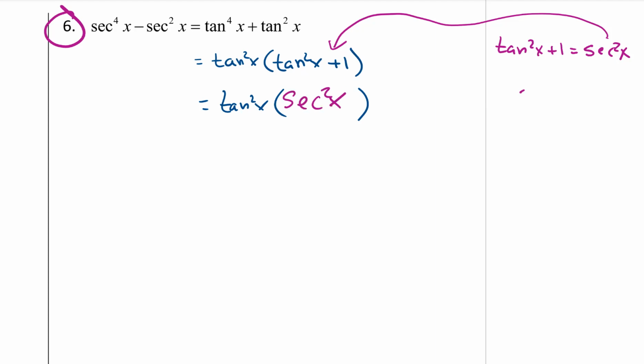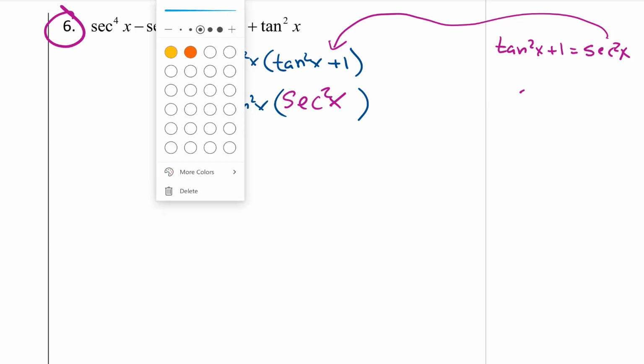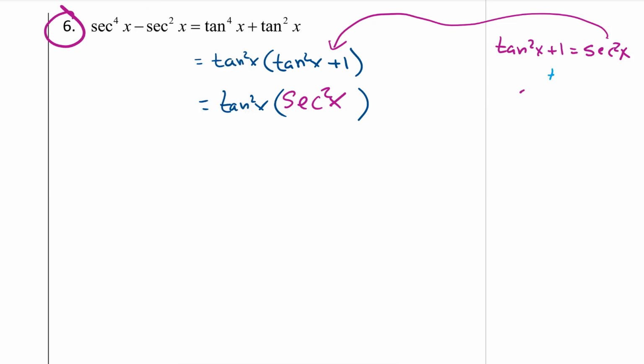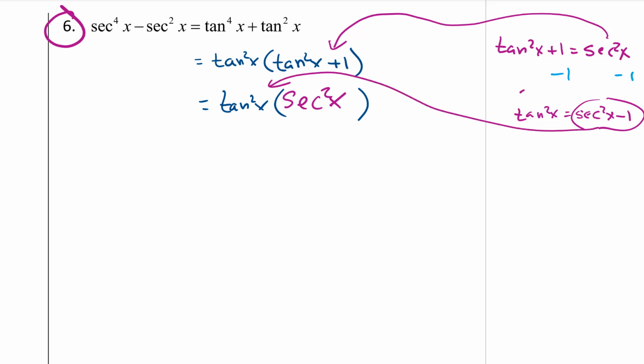Cool. But this other side has nothing but secant. So wait, whoa, hold on. What if I do this? What if I subtracted 1? What's tangent squared of x going to equal now? Tangent squared of x is equal to secant squared of x minus 1. So we can take this and replace it in for tangent squared. Now what does it become?